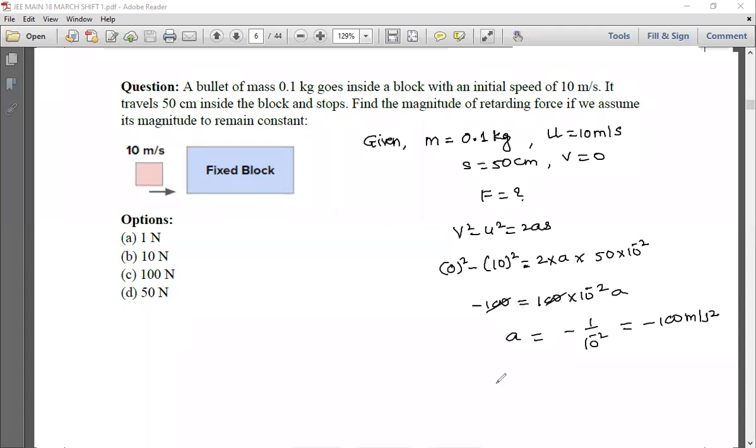And now you want to find F, magnitude of F, so no need of sign, m into just a. So how much it is? 0.1 into 100. So I think you are getting 10 Newton. Check karo. Yes, check it fast. So yes, option number क्या आना चाहिए? Option number B is the correct answer. Yes, good.